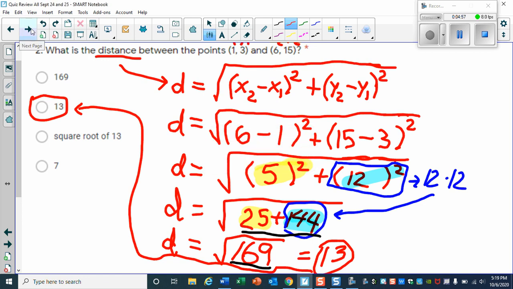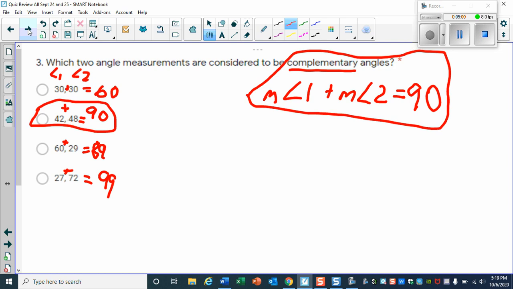Now we're moving on. Number 3. Complementary, the connection, angle 1 plus angle 2 is 90. Add them up. 30 and 30, 60. No good. 42 and 48, there's your 90. The other two, 89 or 99, they're not going to work. So number 3, complementary, add your two angles, the sum better equal 90. So this one works. 42 plus 48 is 90. Done.